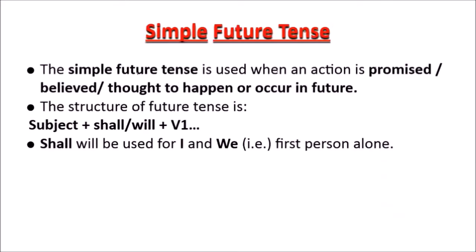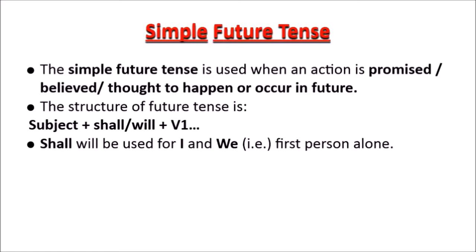Okay class, now we are moving on to the third basic type of tense, that is simple future tense. Look at the definition there. The simple future tense is used when an action is promised or believed or thought to happen or occur in future. So, things that are believed or promised or thought to happen in future are marked as future tense.